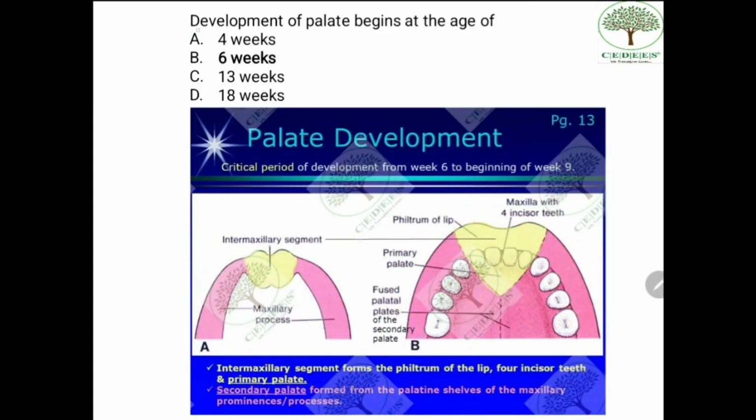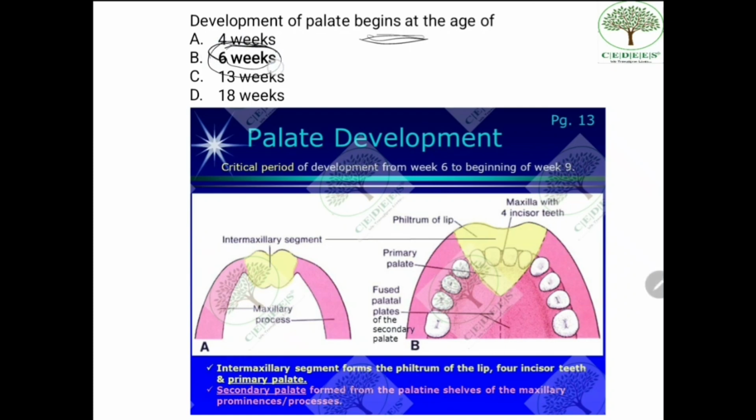Now this was just a confusion regarding when the development of palate begins. The answer was given as 4 weeks in one book and 6 weeks in the other, but from all the data I read, it's basically going to start at 6 weeks and end at the 9th week. So I think in this question 6 weeks will be the most appropriate answer, that development of palate begins at the age of 6 weeks and ends at 9.